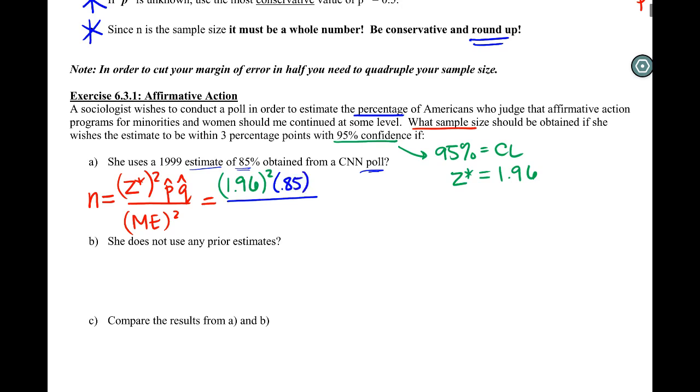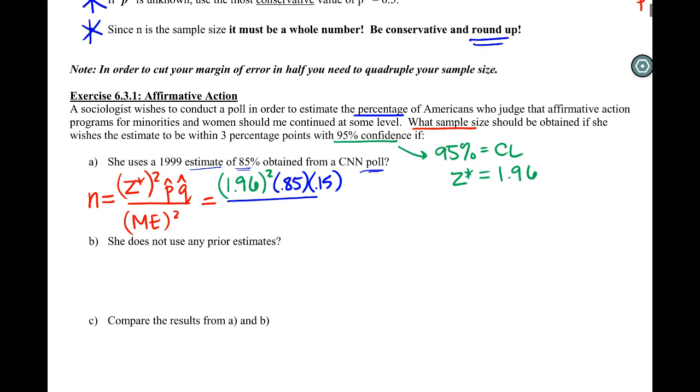Right? This is an estimate, which means it's not the real thing. It's from a poll, telling us even more that it's a sample, and it is a percentage, which is another way to say proportion. And if our p hat is 0.85, that means my q hat is 1 minus that, it's 0.15. The last piece we need is our acceptable margin of error.